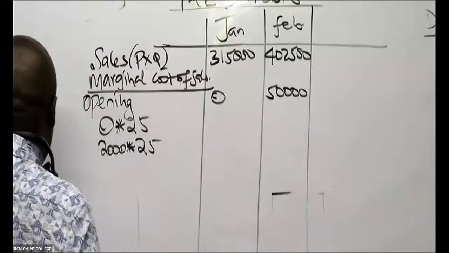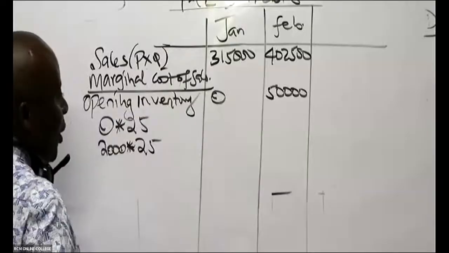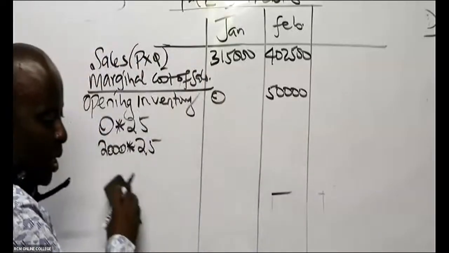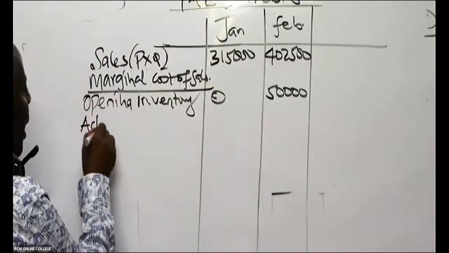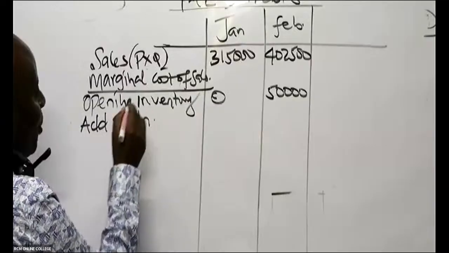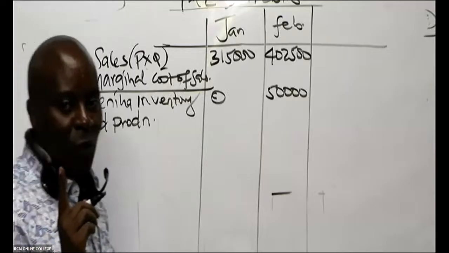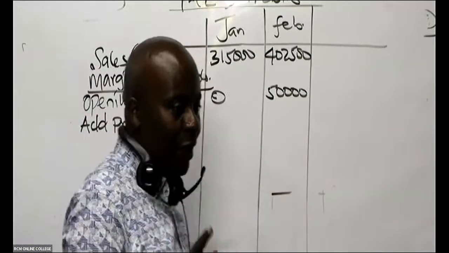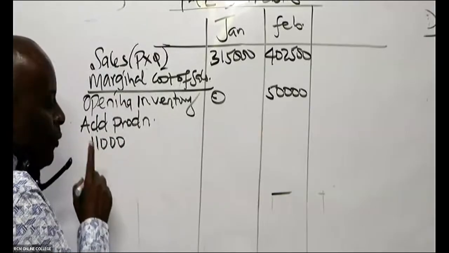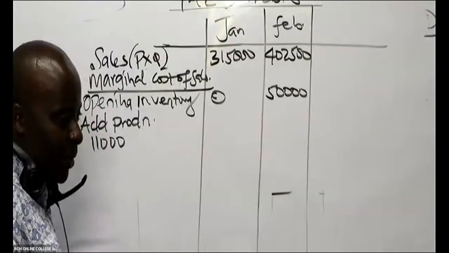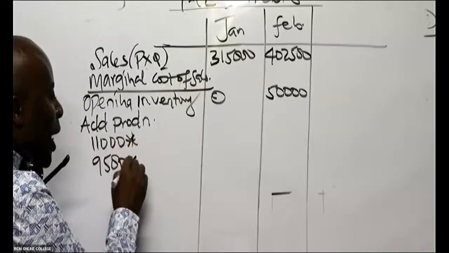And then, ladies and gentlemen, apart from opening inventory, we shall be able to come and say, add what here, production? Add production, isn't it? So we add the production. So production, how many units were produced in January? 11,000. In January, we had 11,000. How about units produced in February? 9,500.